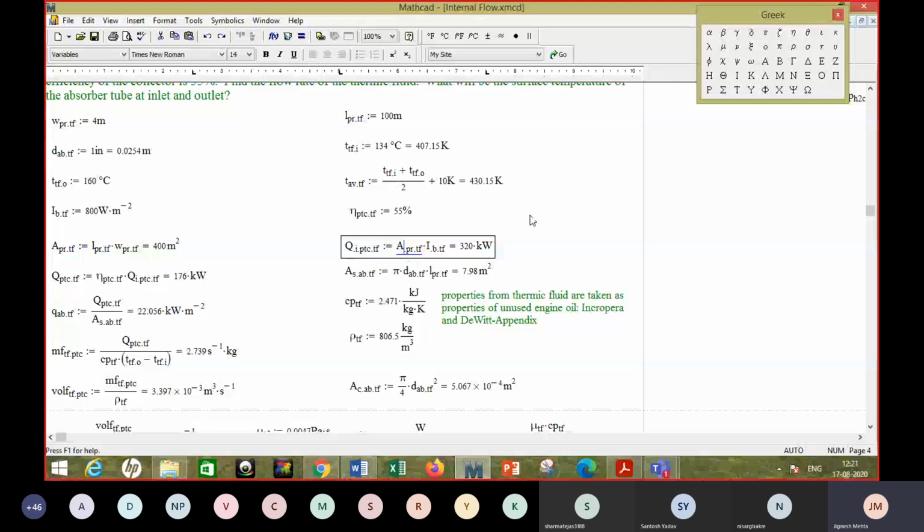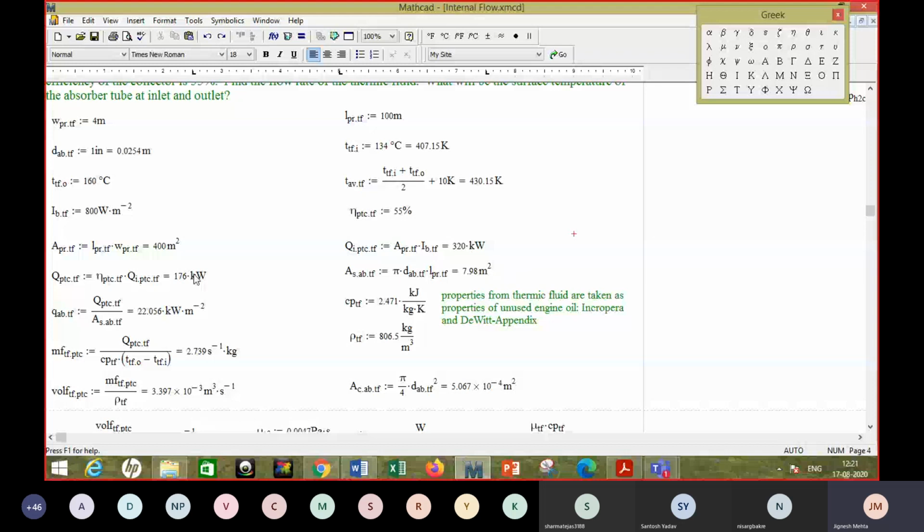So heat coming in is the area of the parabolic trough, the aperture area, multiplied by the solar radiation intensity, the beam radiation intensity, 800 watt per meter square. So 800 watt per meter square into 400 meters square gives you this total heat which is falling on the parabolic trough type of collector. So that's 320 kilowatt in total.